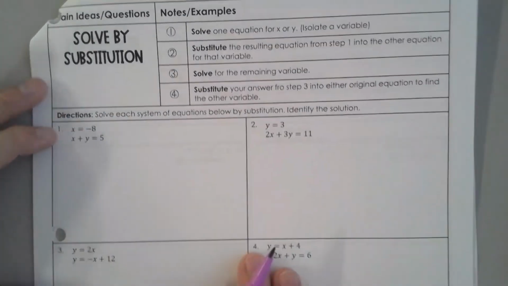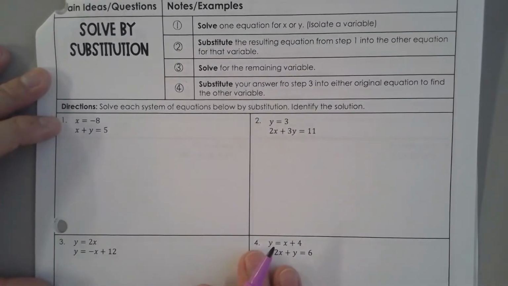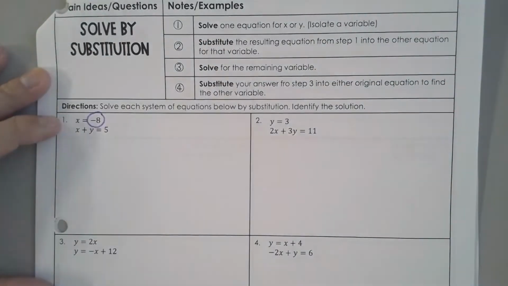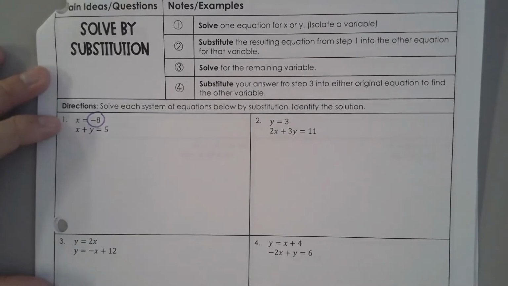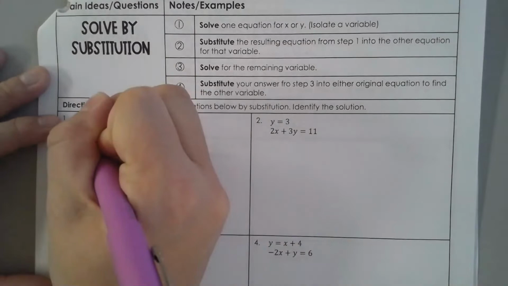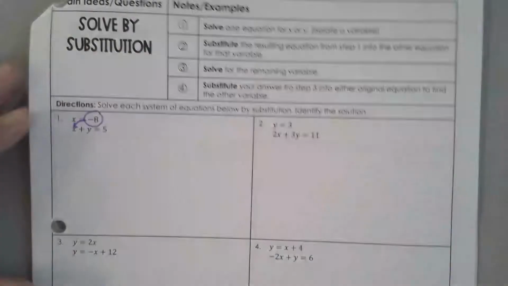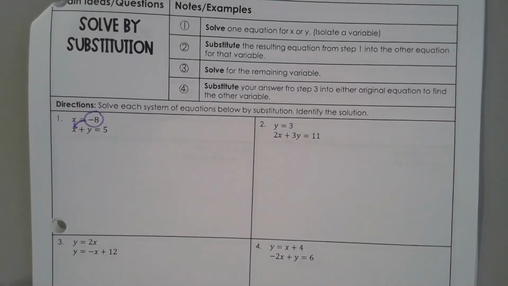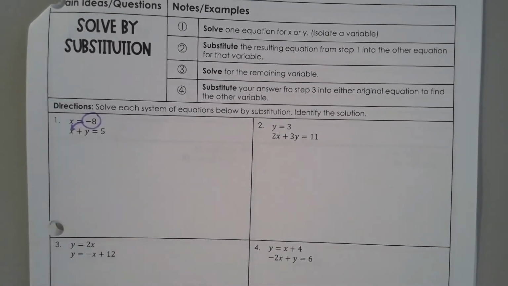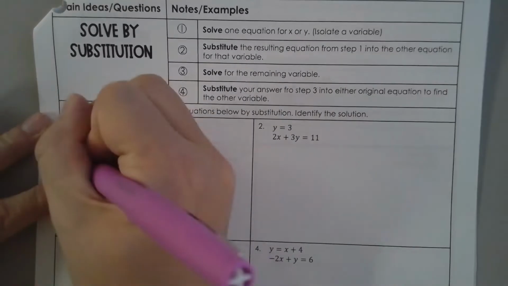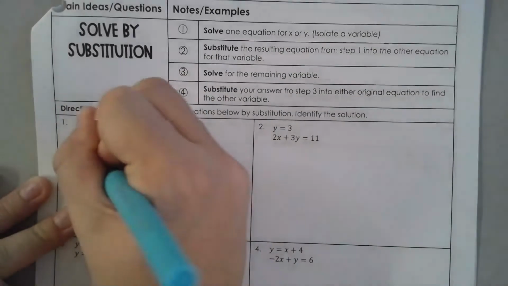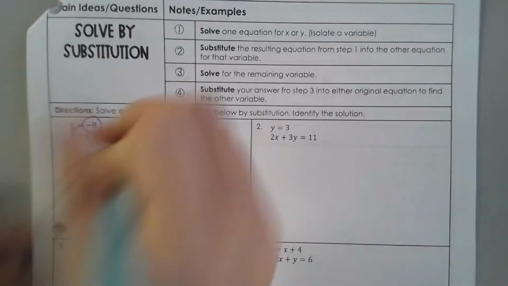And so then, if I look here at number 1, it says that x equals negative 8. So I'm going to circle whatever x equals. Sometimes, especially when you get to the longer problems, that helps. And I'm going to plug that in for x in the other equation because x equals negative 8. So that becomes negative 8 plus y equals 5.